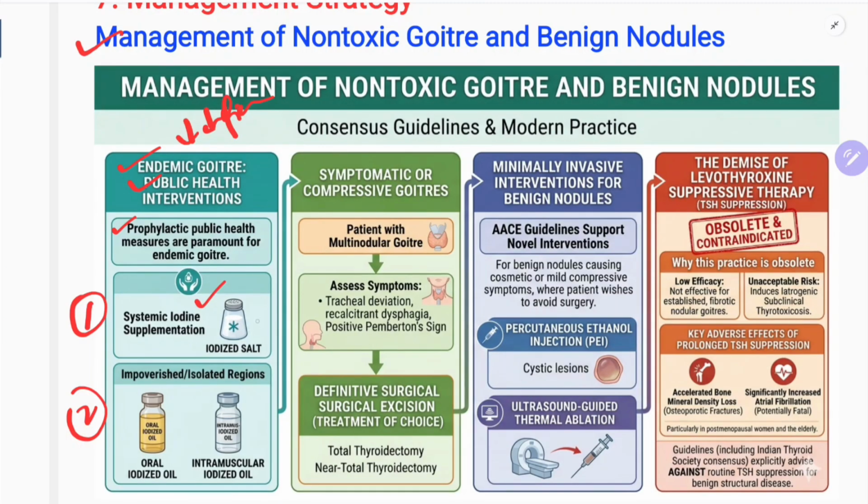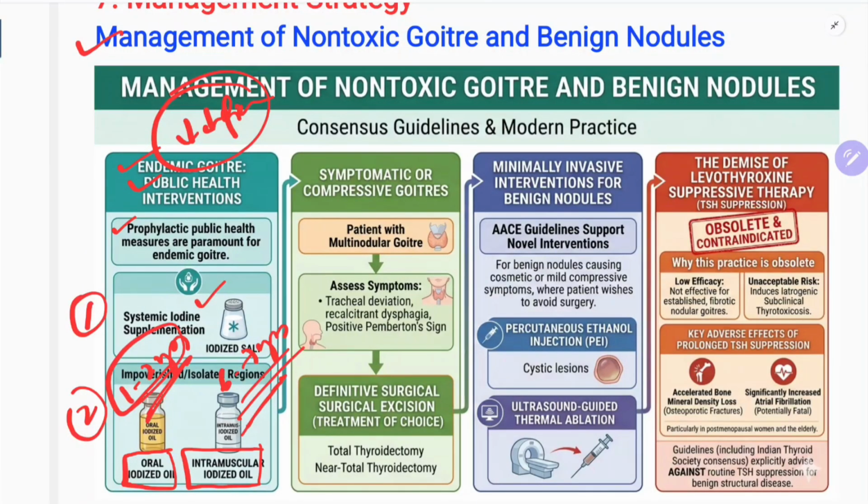With iodized salt, people take it daily and they will get iodine. In impoverished or isolated regions, you can do 2 things. One is oral iodized oil, which will work for at least 1 to 2 years. Or you can give intramuscular iodized oil, and this will remain in the body and work for approximately 6 to 7 years. So that is for iodine deficiency endemic goitre.